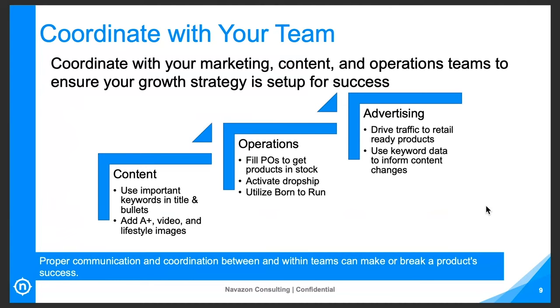And one thing that you can get out of advertising is you get search term and keyword data from Amazon advertising, and you can use that to inform any content changes that you might have in your detail pages. So it's also a cycle that's feeding back onto it. Proper communication and coordination between teams can make or break a product success on Amazon, and in turn can make or break your business.